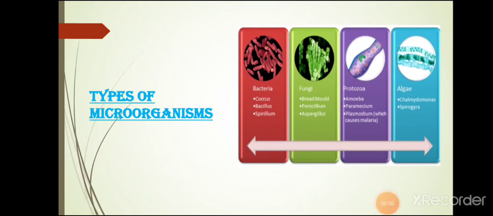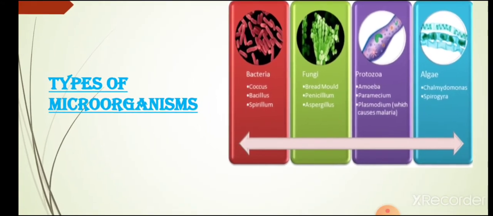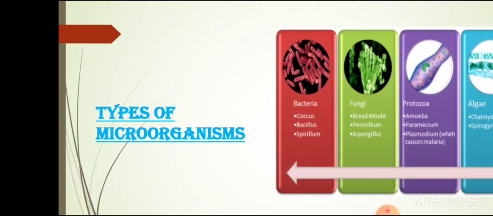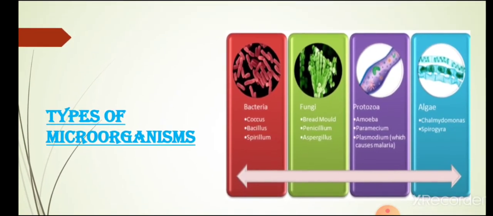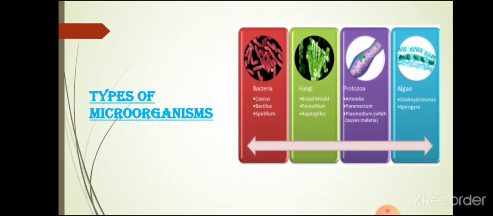Our next topic is types of microorganisms. Microorganisms are classified into four major groups. What are these major groups? The names are bacteria, fungi, protozoa and algae. You can see here bacteria, for example coccus, bacillus, spirillum; fungi, bread molds, penicillium, aspergillus; then protozoa, amoeba, paramecium, plasmodium; and in algae, chlamydomonas and spirogyra. So these are a few examples of microorganisms.